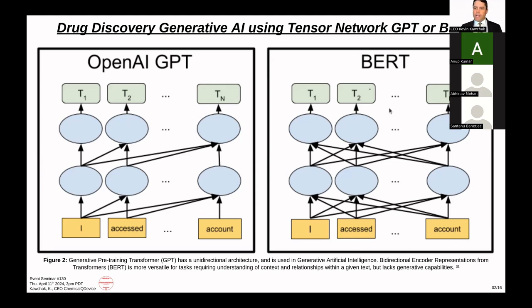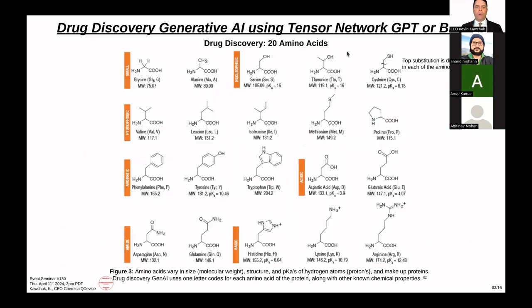Now with BERT, it's a little bit different. BERT stands for Bidirectional Encoder Representations from Transformers. It's more versatile for tasks requiring this understanding of context and relationships within a given text, but it lacks the generative capabilities that the GPT does, i.e. that's what the G stands for in ChatGPT and other GPT models as well.